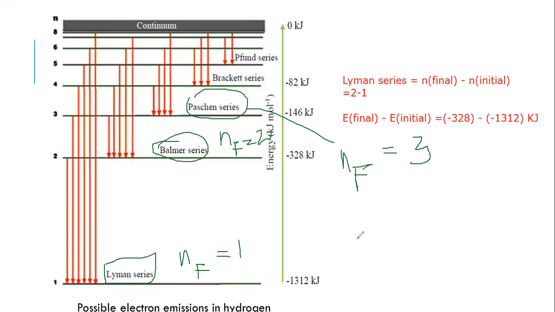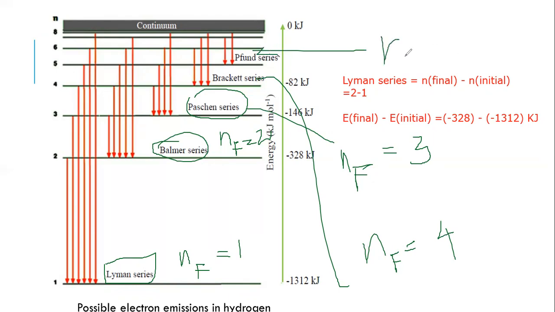Likewise, go for the Brackett series. What is your nf, your final electronic shell? That is 4. And your final one for the Pfund series is always 5. Should be clear about that, right? And the following series and everything should be clear.